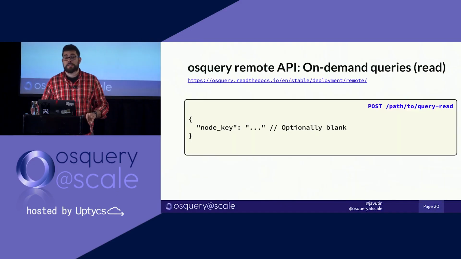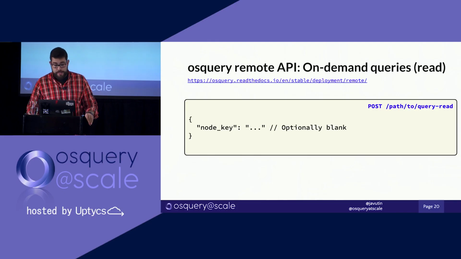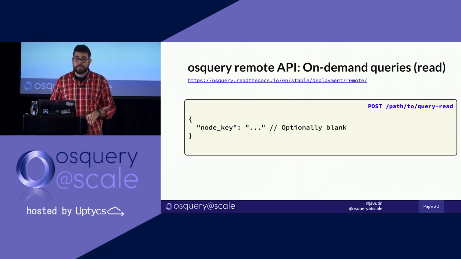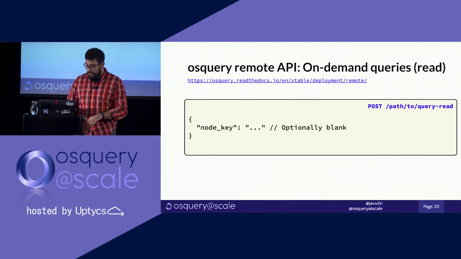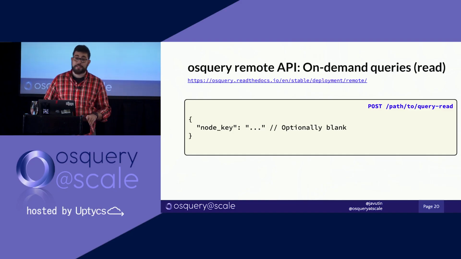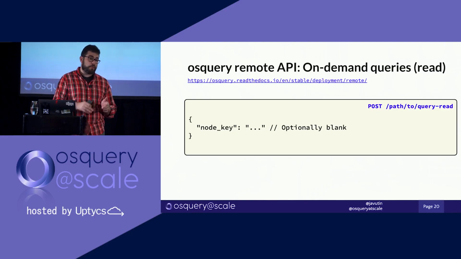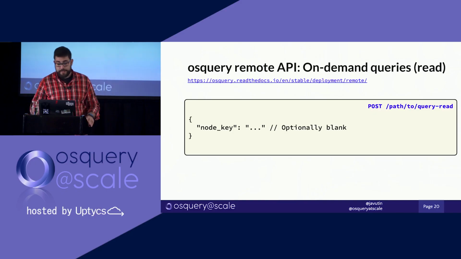Now, one of the things that I mentioned earlier as extras is the on-demand queries. On-demand queries is a functionality of osquery that you can enable by having a TLS endpoint, which allows you to run a query as if it was run in the osquery shell, kind of. So it will basically say, I want this query to run now. There are going to be two endpoints to implement for the on-demand queries.